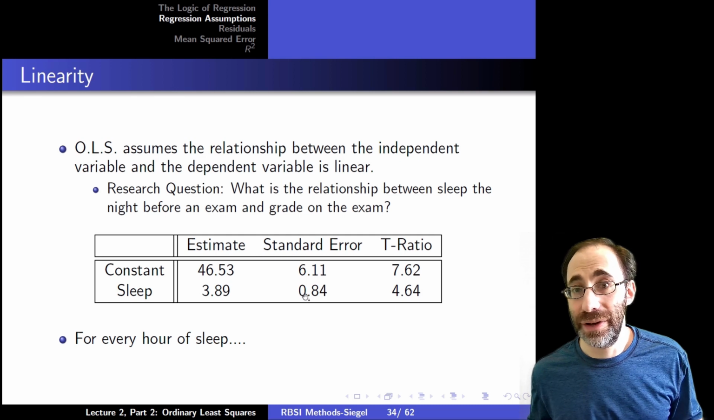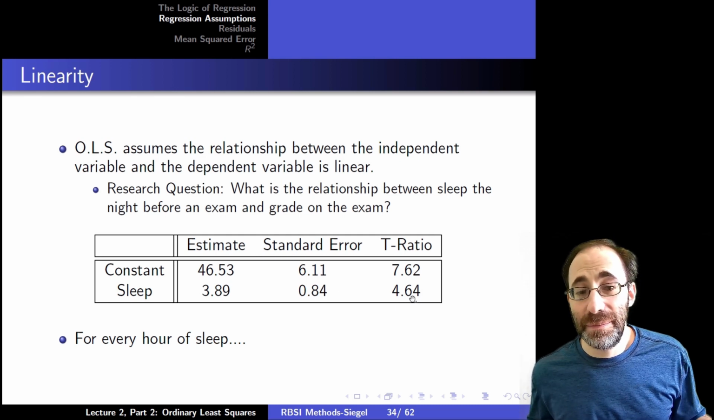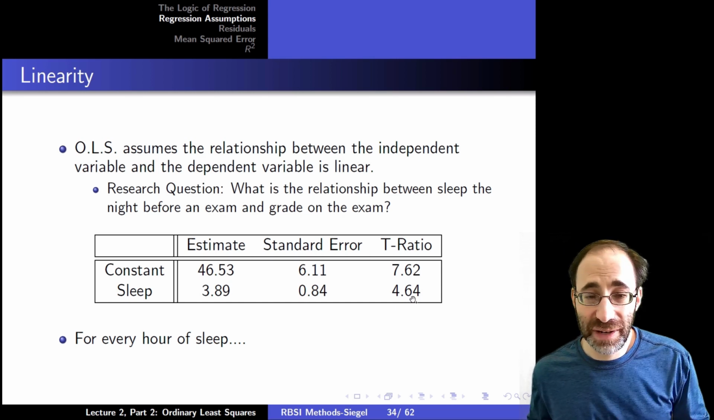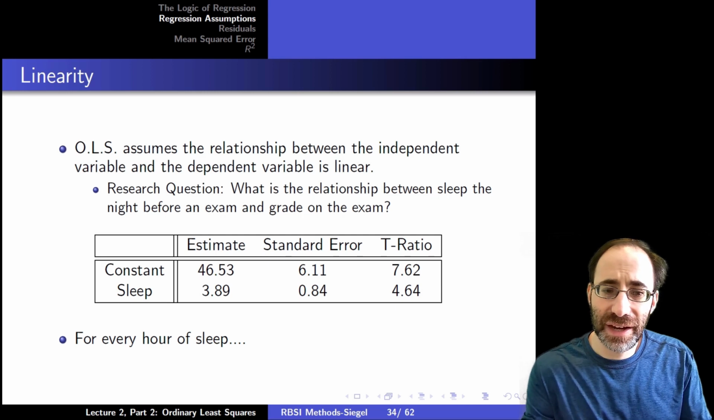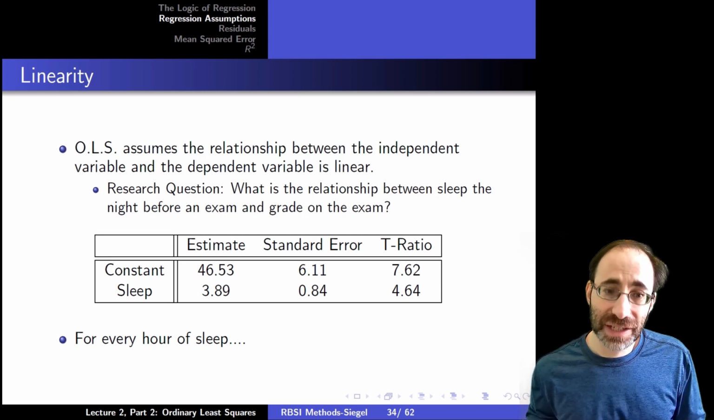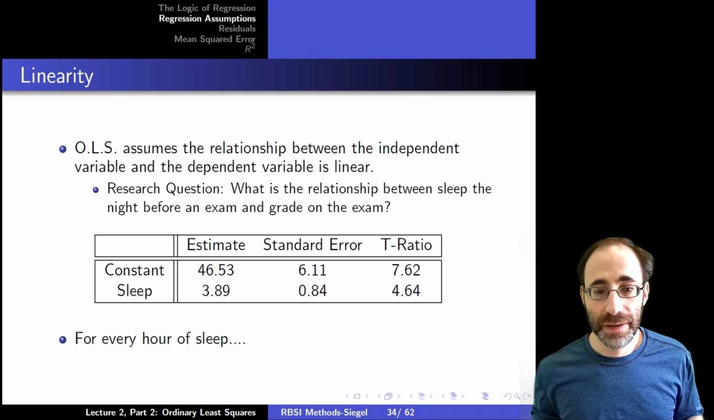Okay. Backing up, the coefficient on sleep, which is the independent variable, is 3.89 from this fake data with an error of 0.84. So its t-ratio is 4.6. That's above 2 and 3. So unless we have very few data points, we're going to say in general, for this fake data, you can reject the null hypothesis that sleep has no effect on grades on exams.